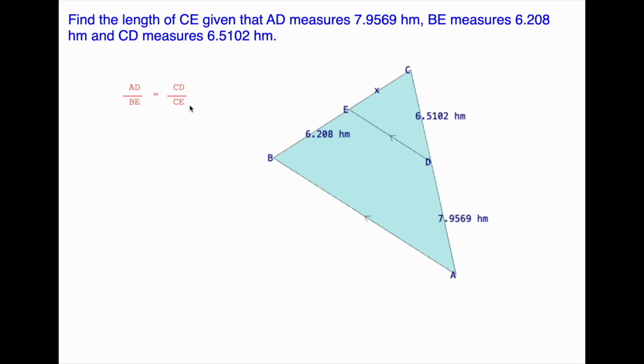Then I'm going to fill in everything I know. A to D is 7.9569. B to E is 6.208. C to D is 6.5102. And C to E is our unknown.